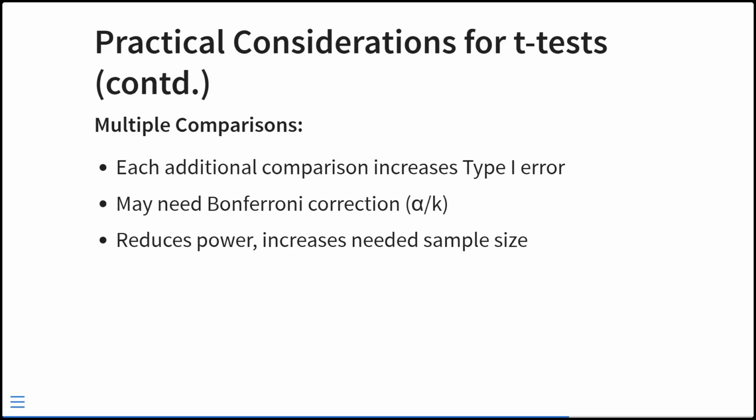So what are the practical considerations for t-tests? Each additional comparison increases the type 1 error and may need Bonferroni correction, which also reduces power and increases the needed sample size. So anytime you have reduced power, you need to increase your sample size.